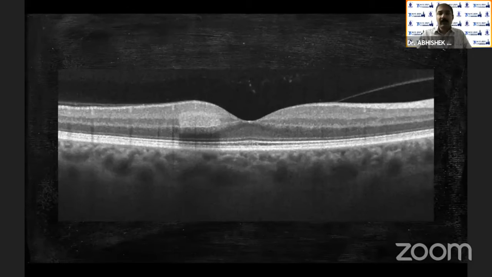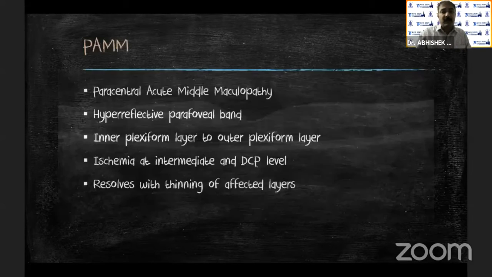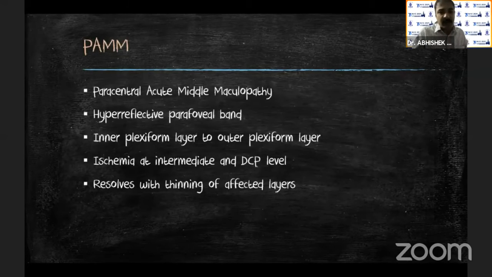Now again, this is an exciting entity. It has become very popular nowadays. If you have a patient who complains of a paracentral scotoma, and otherwise clinically you may not see anything, you may see something on the infrared image, but not very clearly on the fundus image. And OCT shows you a hyperreflectivity of the middle layer. So this is basically paracentral acute middle maculopathy.